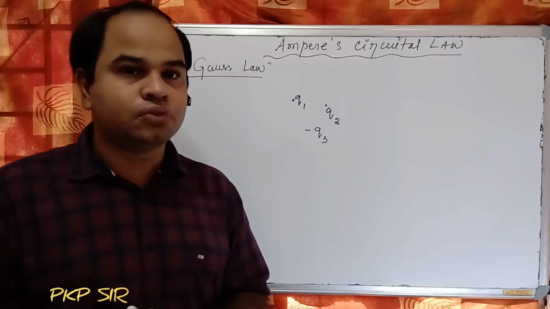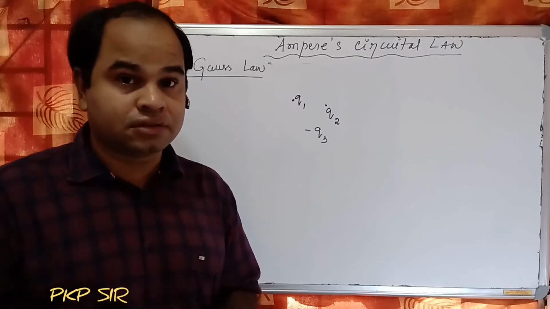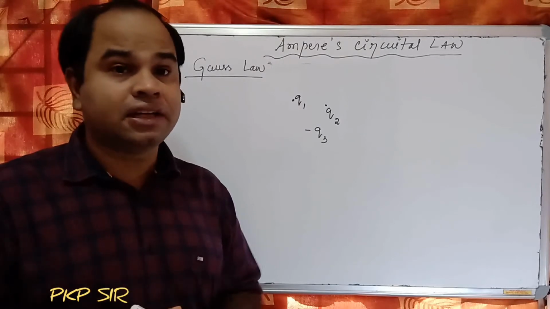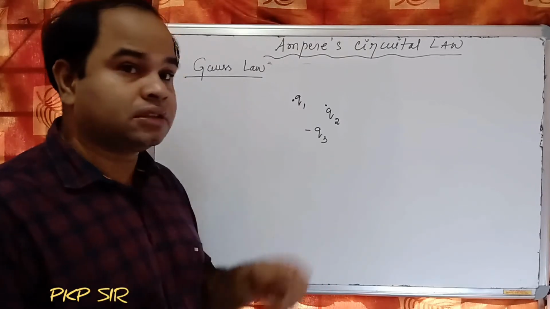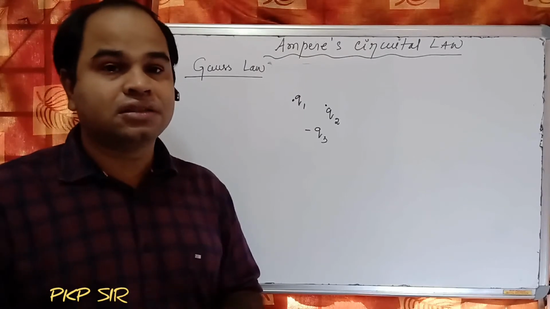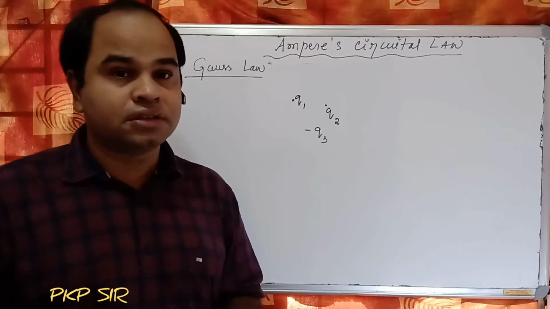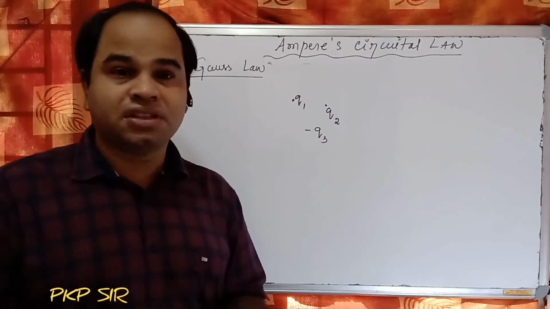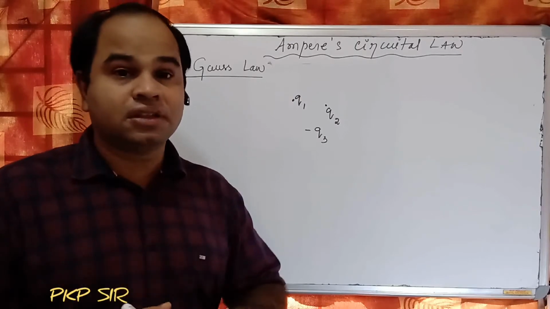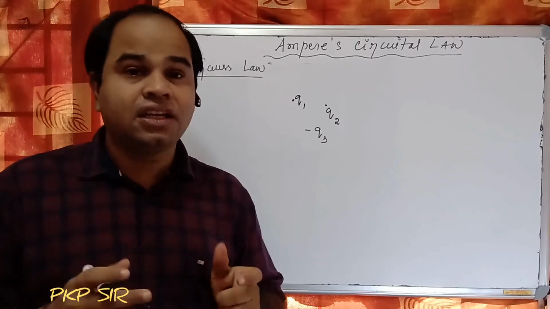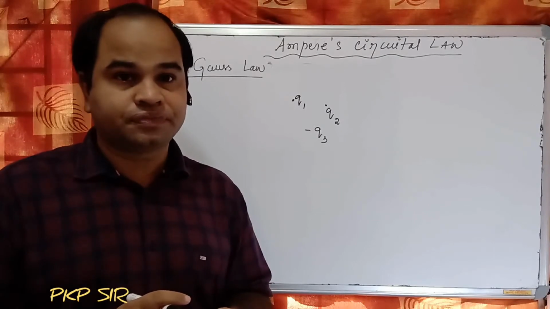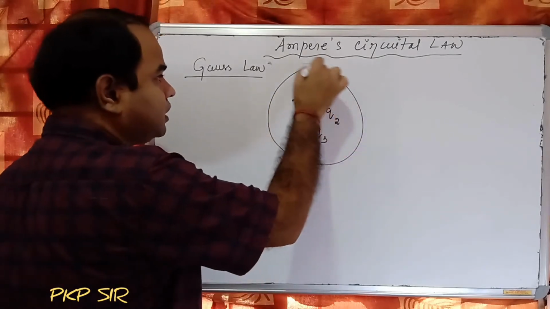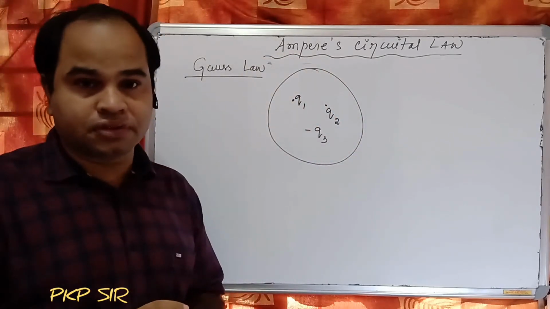Suppose we want to find the net flux due to the three charges. We have to take a Gaussian surface. The Gaussian surface is a closed surface, which can be a sphere, cube, cuboid, any closed surface. So let us take a sphere as the Gaussian surface.